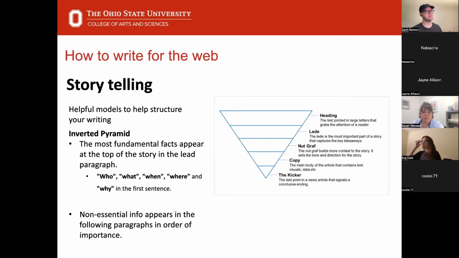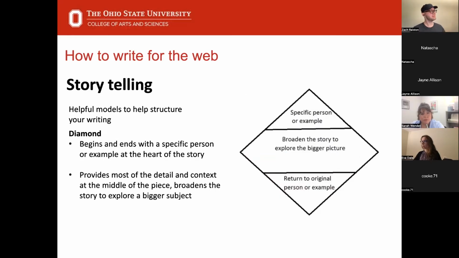But the short and sweet of the inverted pyramid is that the most important facts are communicated first, and less important facts are lower as you go down in the story, and they take less priority. The second one here is called the diamond structure. If you've ever read pieces that are more human interest or story pieces, they typically borrow from this structure of writing, where it begins and ends with a specific person or example that is the heart of a story or a narrative.